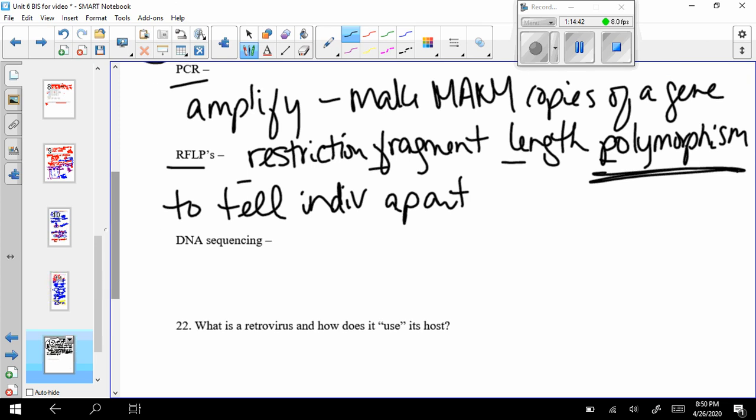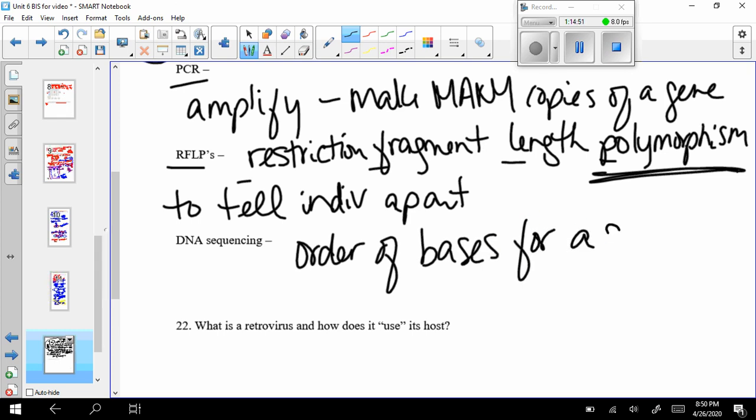All right, DNA sequencing is just figuring out the order of the bases for a genome. So like the Human Genome Project figured out all the A's, T's, C's, and G's in all of our DNA, all of our chromosomes.